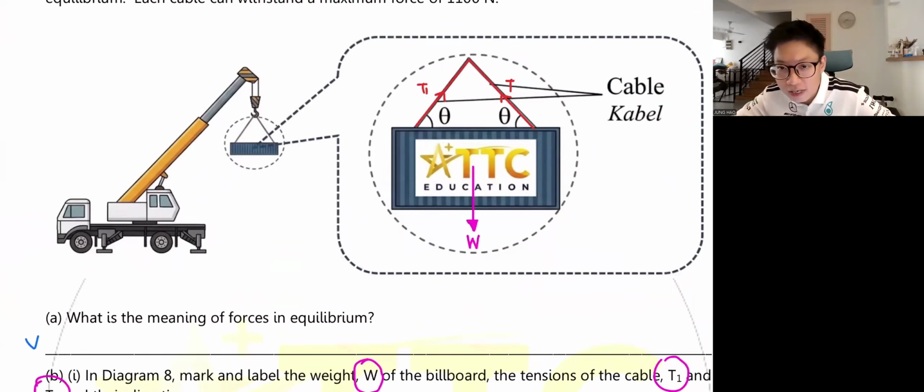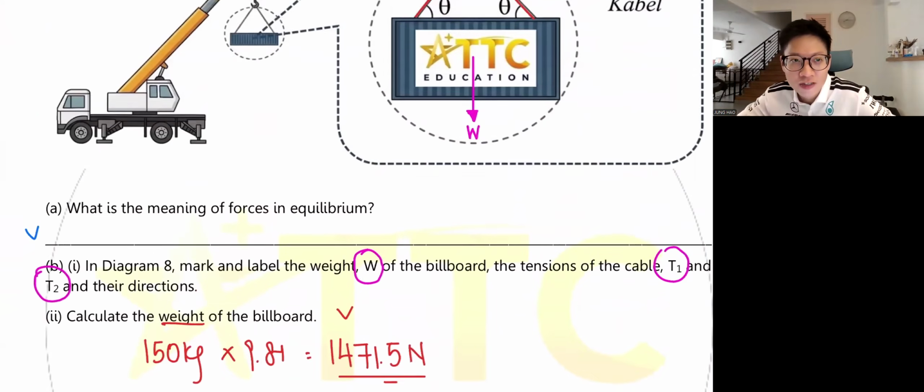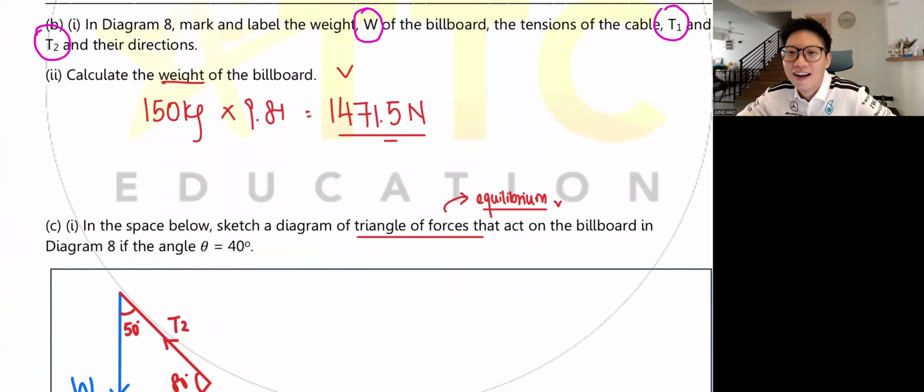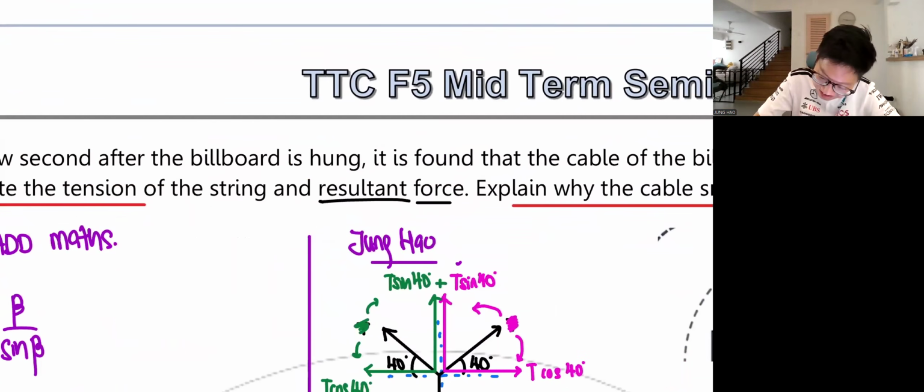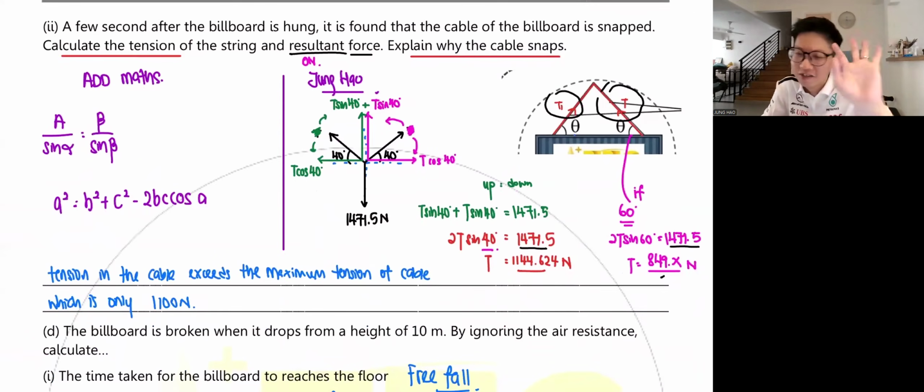Okay, so if it's in equilibrium, what is my resultant force? Yeah, zero. That's it. Technically you can't calculate it, so it's just zero Newton.